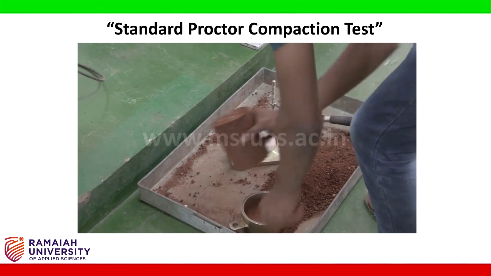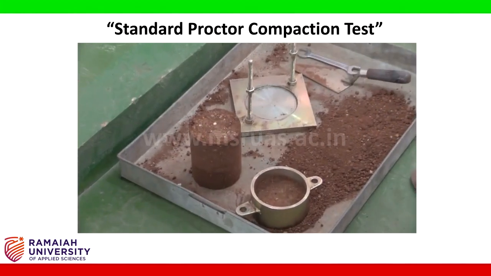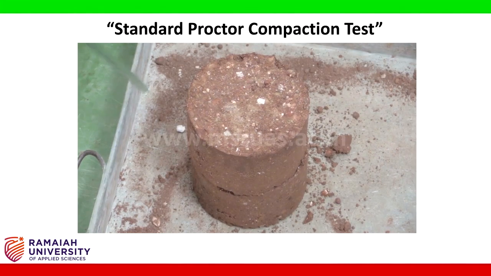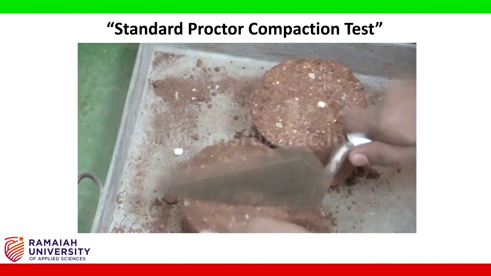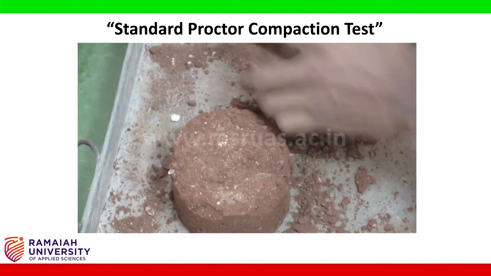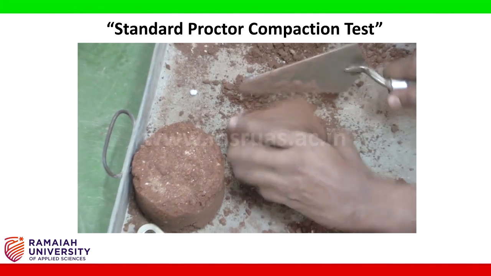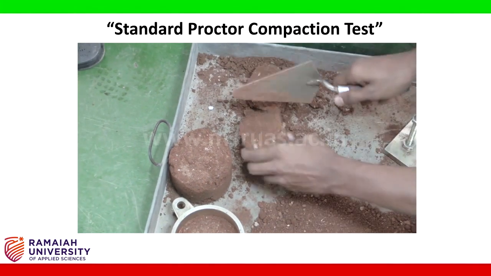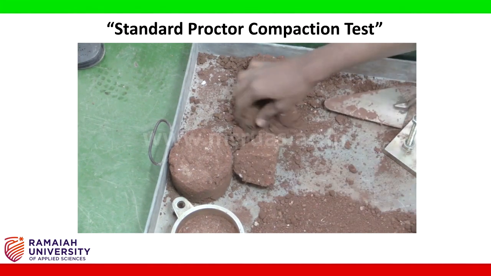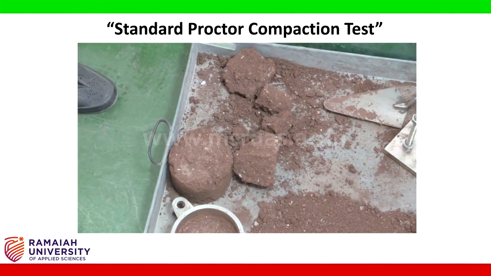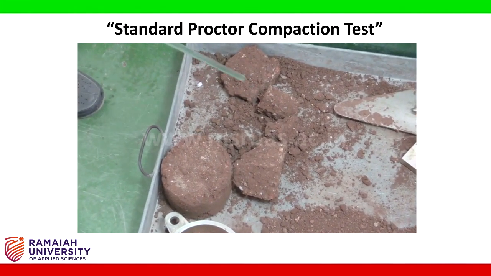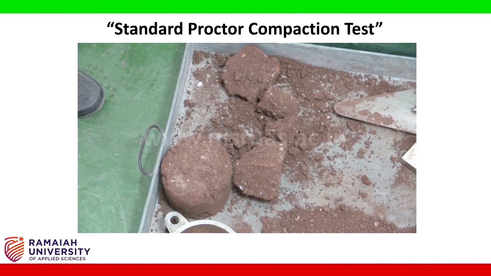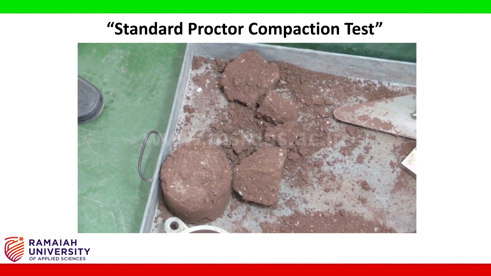Break it and take a representative sample from the middle to determine the water content. Break the soil sample and take a small amount of soil from the middle to determine the water content. Now we have to repeat this experiment for various water contents. Completely break the soil sample and add more water to the soil sample. Mix it thoroughly and repeat the procedure for 5 more times.